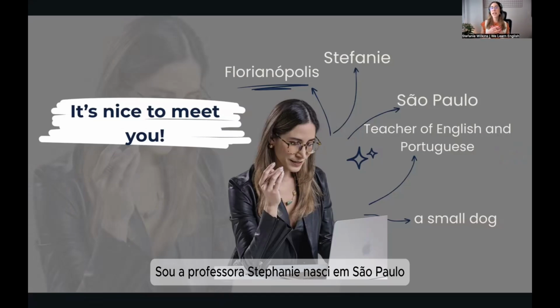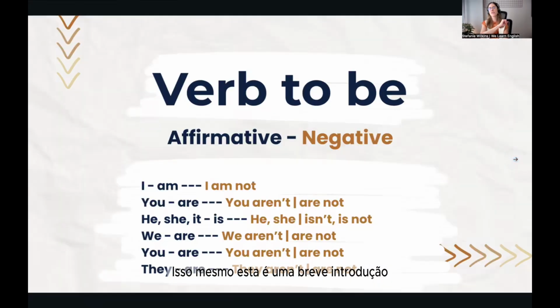I'm teacher Stephanie. I was born in São Paulo, but now I live in Florianópolis, and I teach English and Portuguese for foreigners. And I have a small dog called Chico. Yes, that's right. This is a brief introduction. And I was saying, I am from, right? I'm Stephanie. This is our famous verb to be.